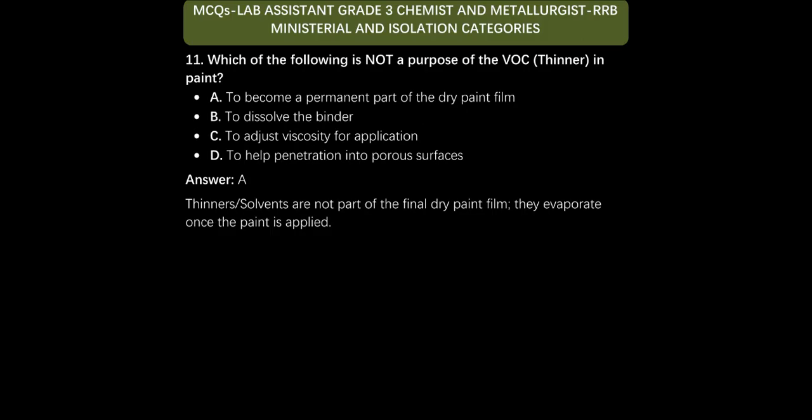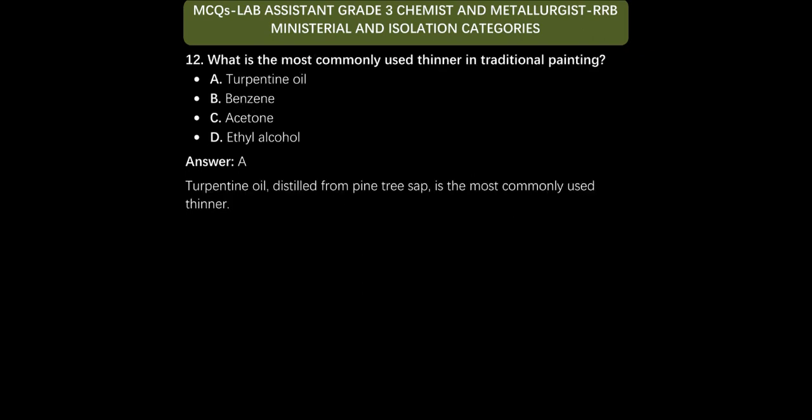Which of the following is not a purpose of the VOC thinner in paint? Option A, to become a permanent part of the dry paint film. What is the most commonly used thinner in traditional painting? Option A, turpentine oil.